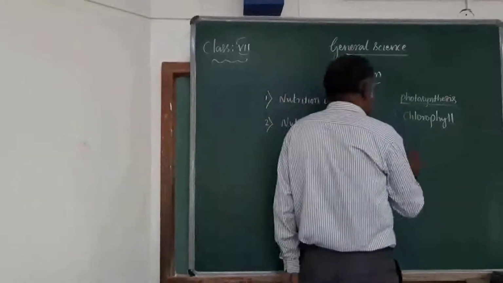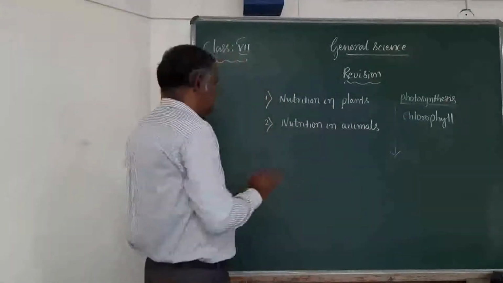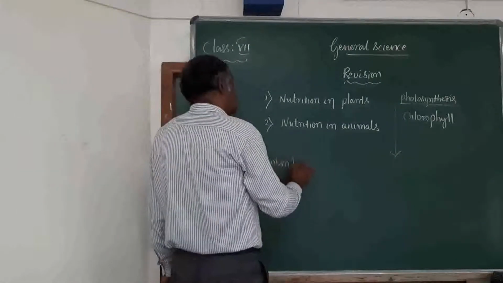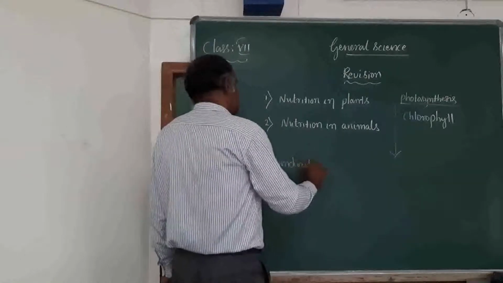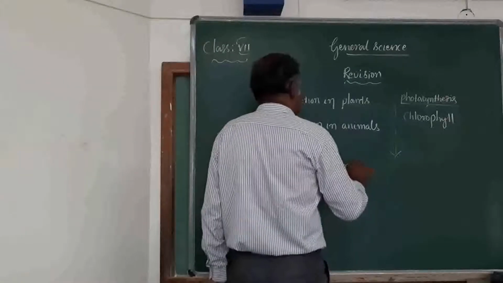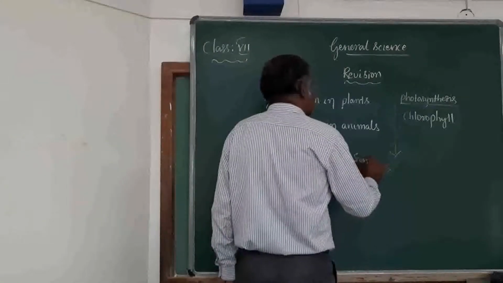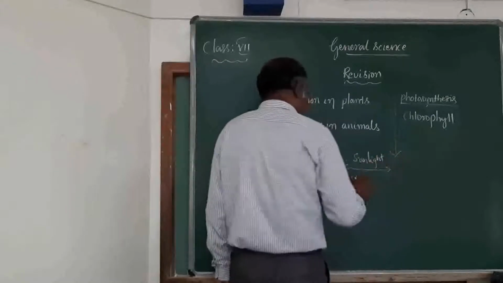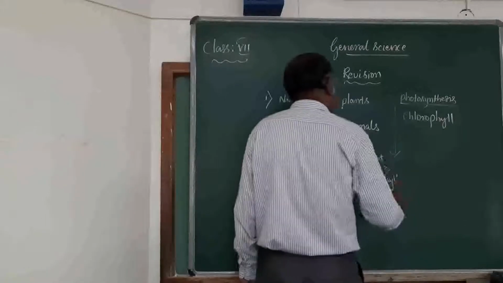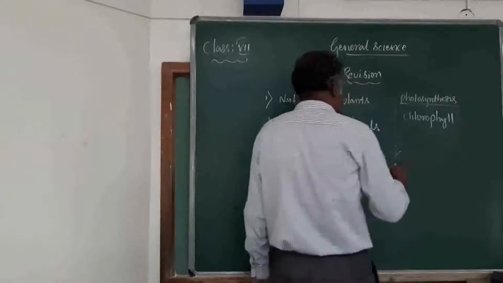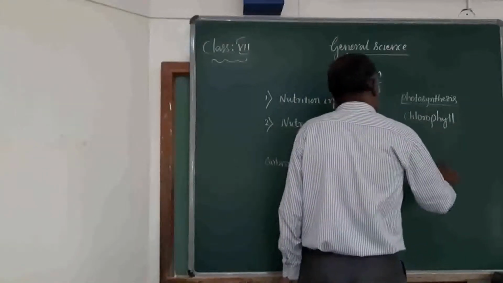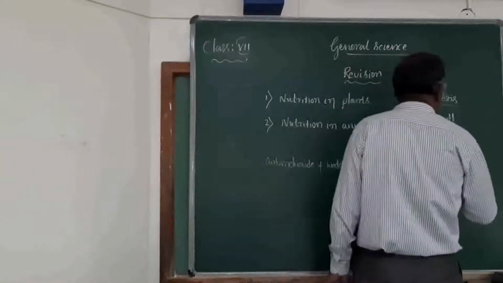So after photosynthesis, what are the end products? See, by utilizing carbon dioxide and water and minerals, in the presence of sunlight and chlorophyll, it prepares food. The food is called carbohydrate. In addition to that, oxygen is released.